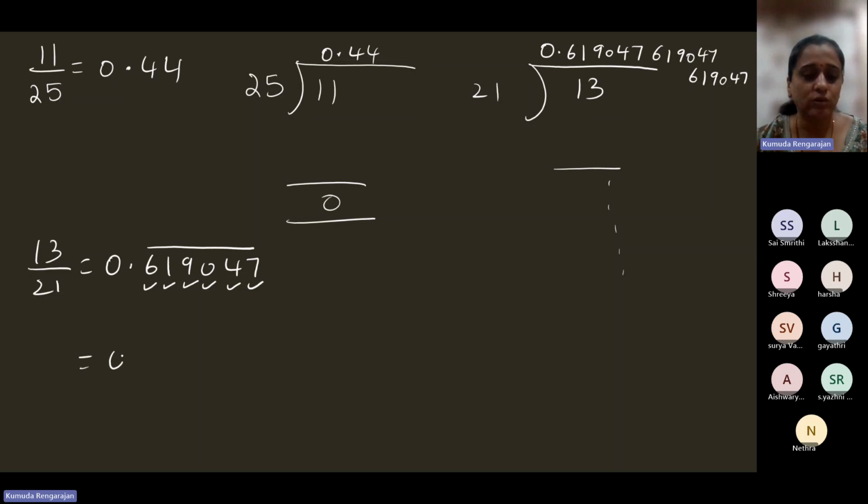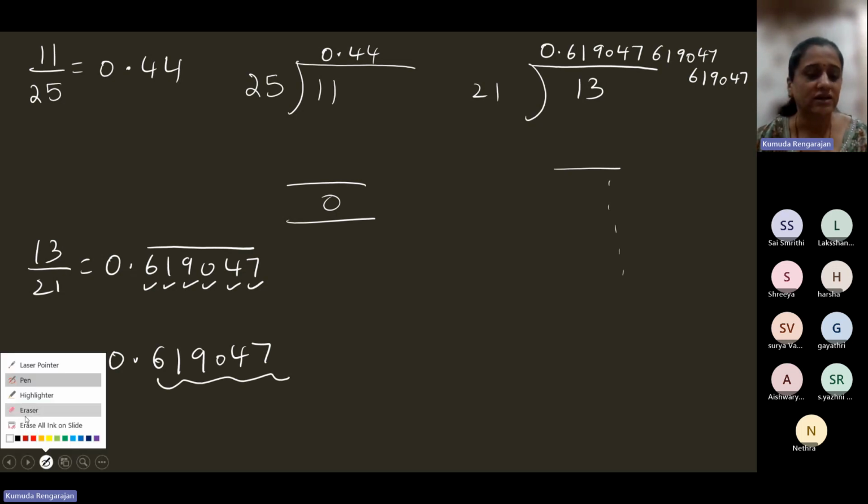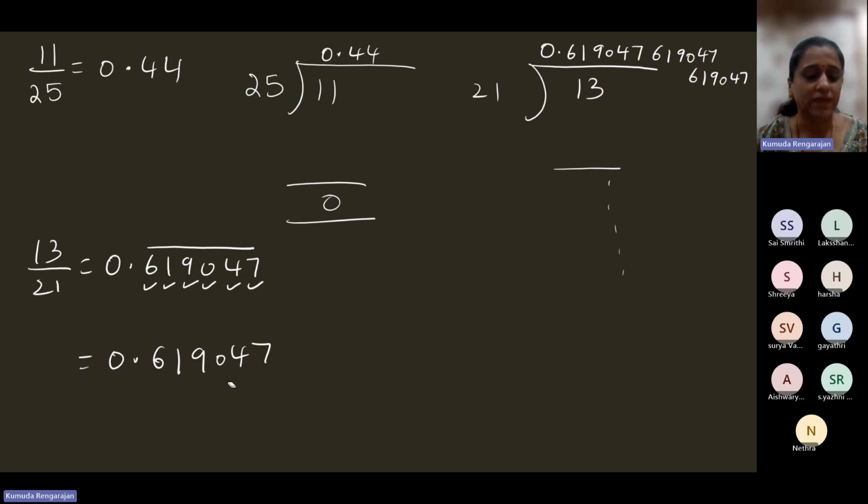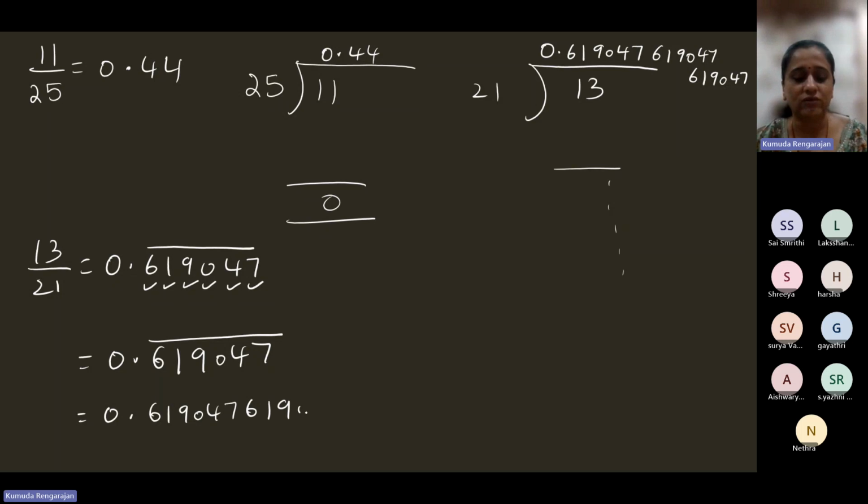So how do you write that? 0.619047, the same set of digits repeat in the quotient. So you don't write it again. Just write the set once and place a bar on top of it, which indicates that the same set of digits repeat themselves. You can also write it like this, 0.619047, repeat the set once more, 619047, and use dots. To use the dots, you need to write that set at least one more time. Only then you give an indication that that particular set is repeating.